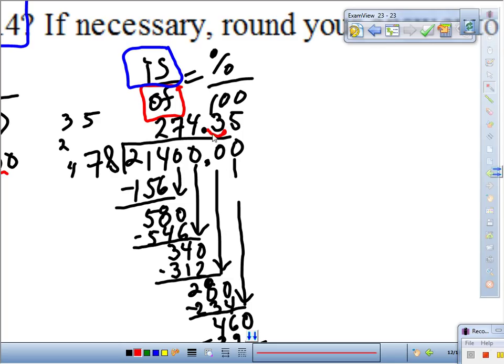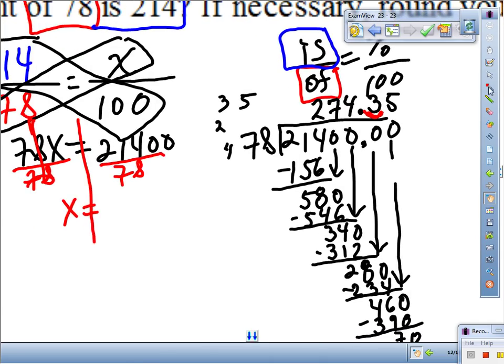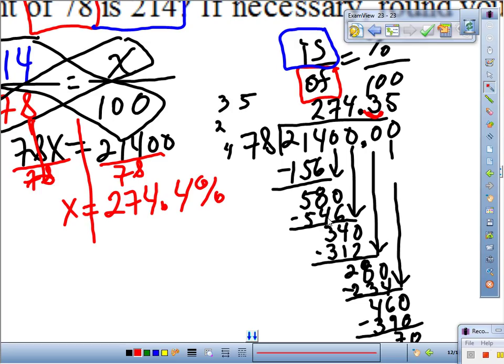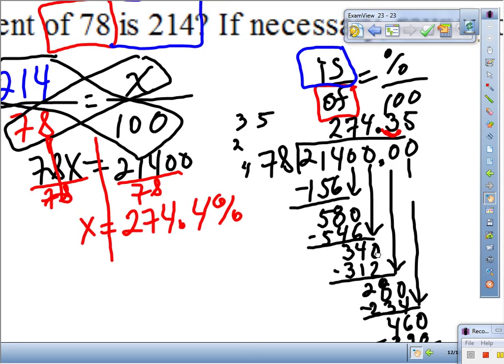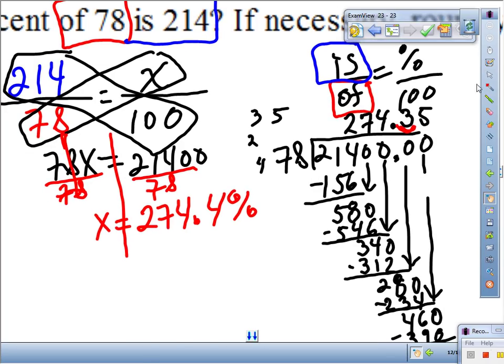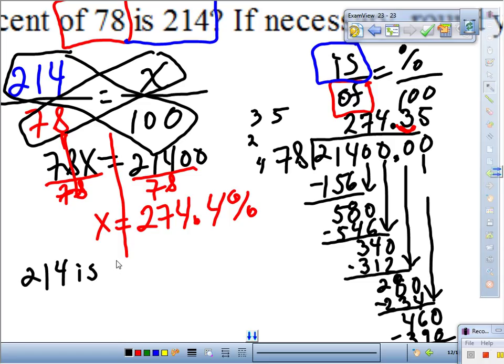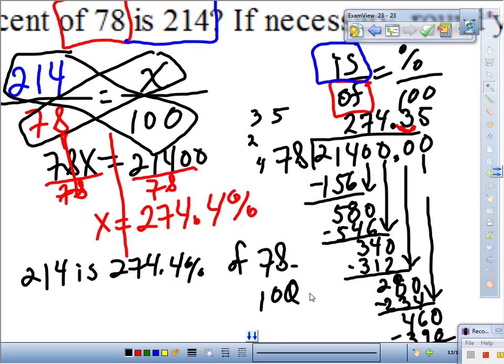So we need to round this one. So that stays a 3, or does it go up to a 4? So this becomes, check this out, you're going to write 274.4%. Now, are we done? No, you need to write your statement. What does it say? What percent is 78 of 214? So you write 214 is 274.4% of 78.